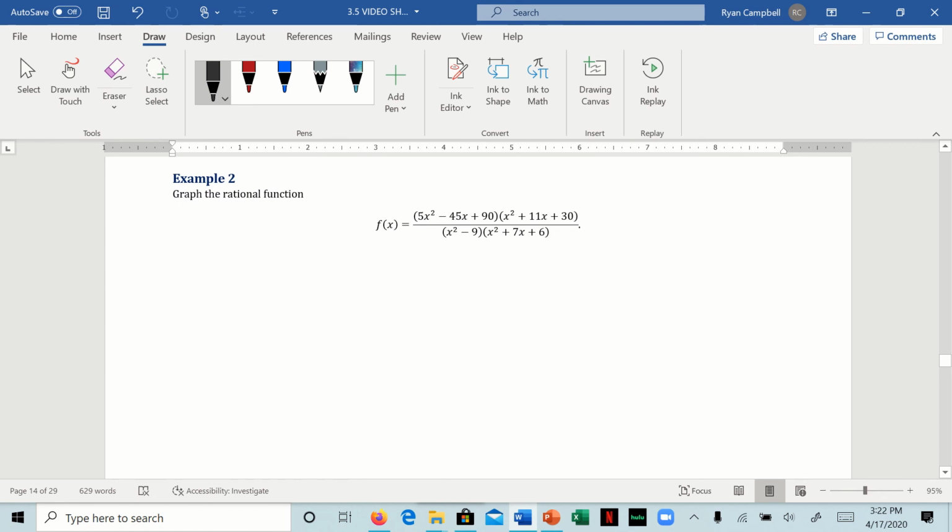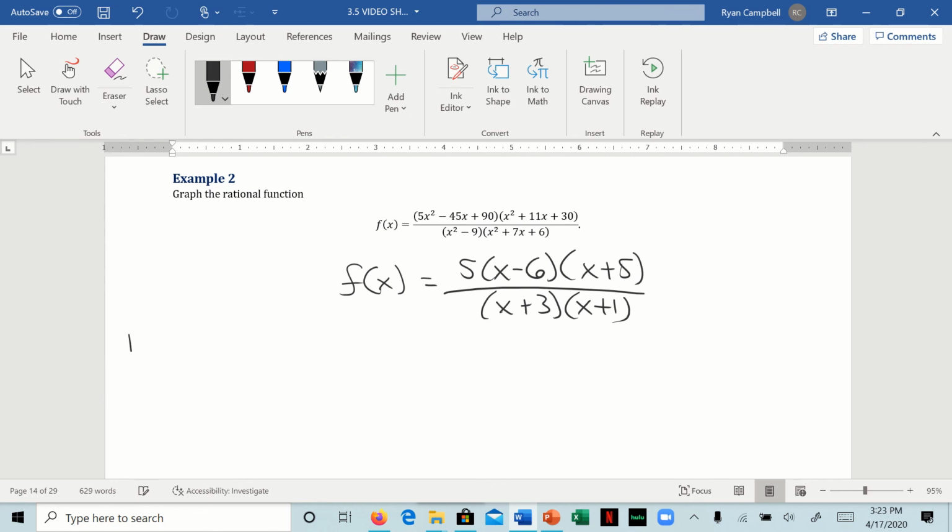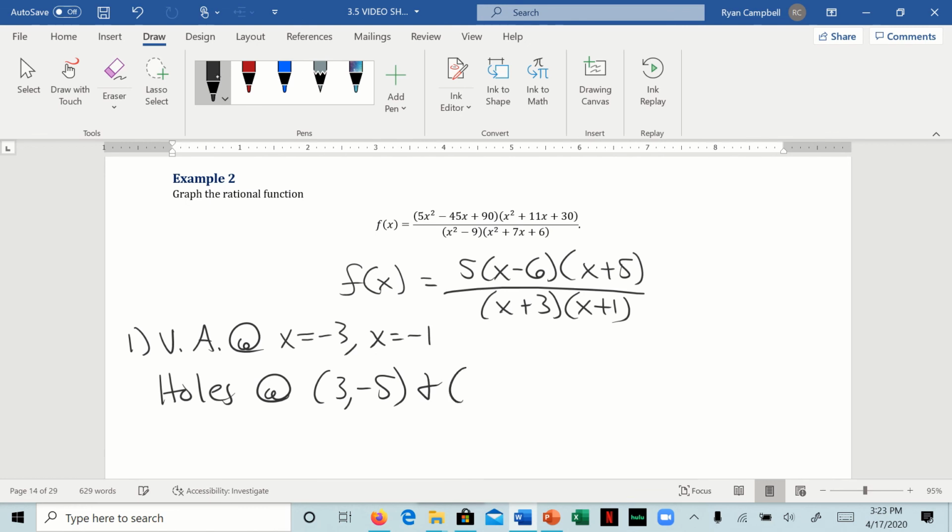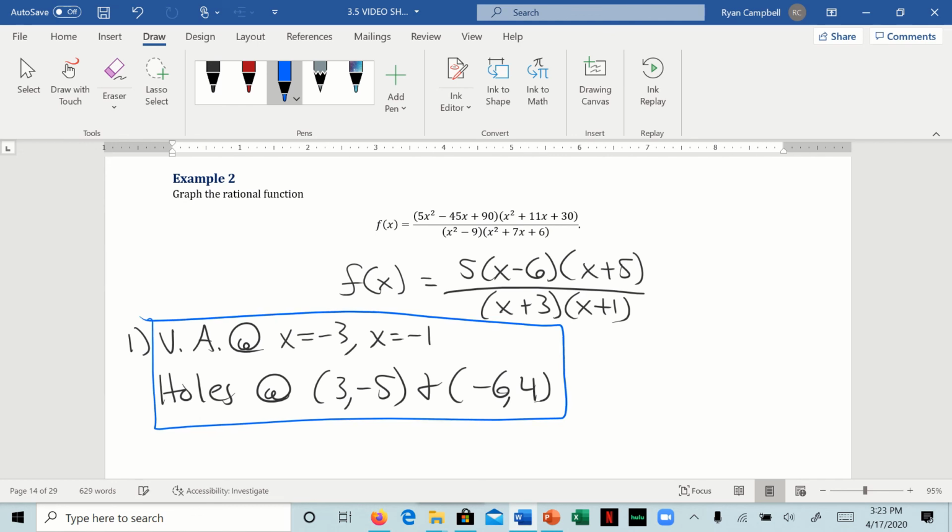All right. So for number 2, remember we already simplified this, so let's not do it all over again. So we simplified this to 5 times (x minus 6) times (x plus 5) over (x plus 3) times (x plus 1). So we said that we had vertical asymptotes at x equals -3 and x equals -1. We also said we have holes at (3, -5) and (-6, 4). So here's some helpful information for us.